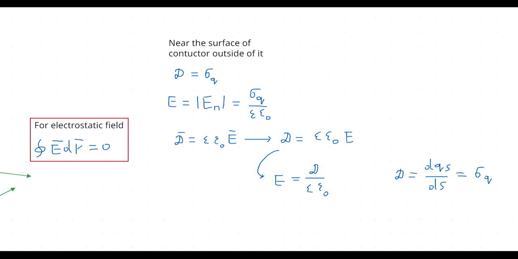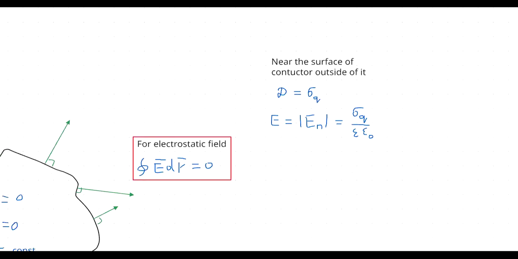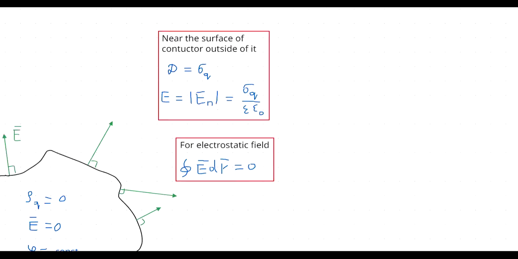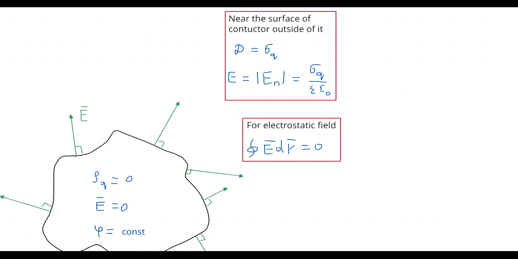Frame this formula. We can frame this with red. So here we have a red frame around our formula. So near the surface of a conductor, outside of this conductor, we have such electrostatic field that is connected to the surface density of electric charge.